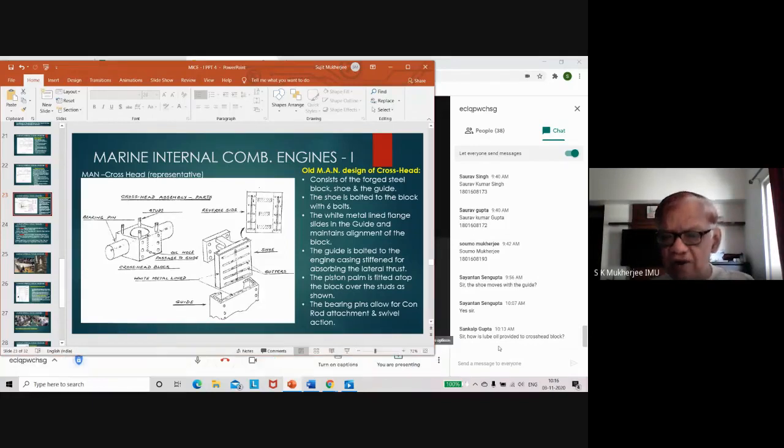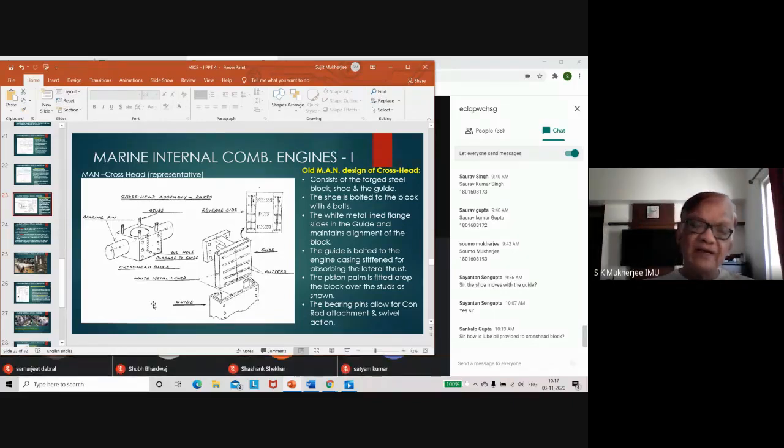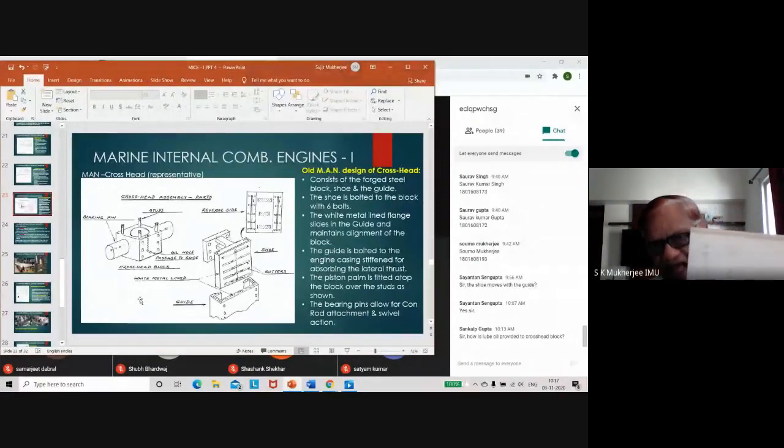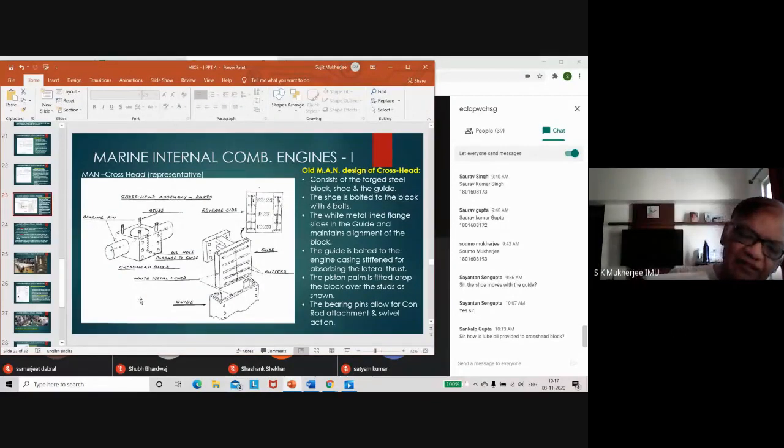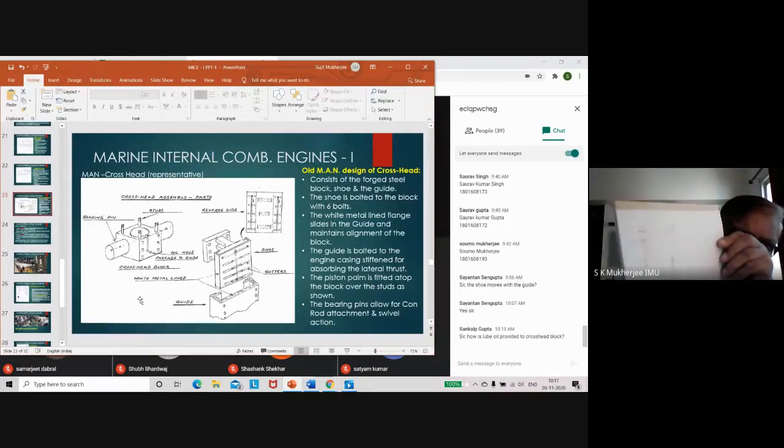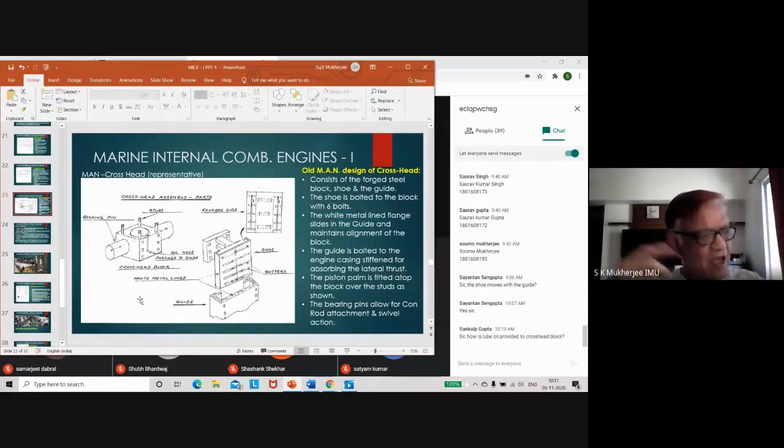How is lube oil provided? Sankalp Gupta has got a question. How is lube oil provided to the crosshead block? See, there are two means. It can come right from the connecting rod, same as what you have. I'm still making that sketch. I'm going to give it in the next class. I'm still in the process of making that diagram. Once I finish making that diagram, you will see it at some stage in the next diagram.